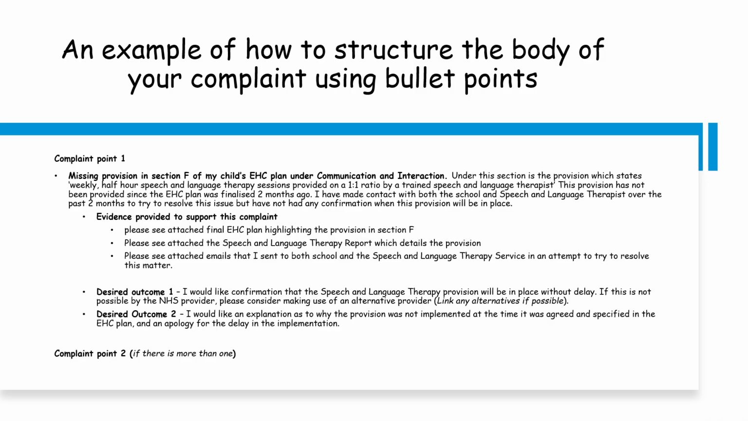But there's also a desired outcome too, which the parent would like an explanation as to why the provision was not implemented at the time it was agreed and specified in the EHC plan, and an apology for the delay of the implementation. The parent would then go on to complaint 2, where they would list the next section of the EHC plan in section F that isn't being delivered.